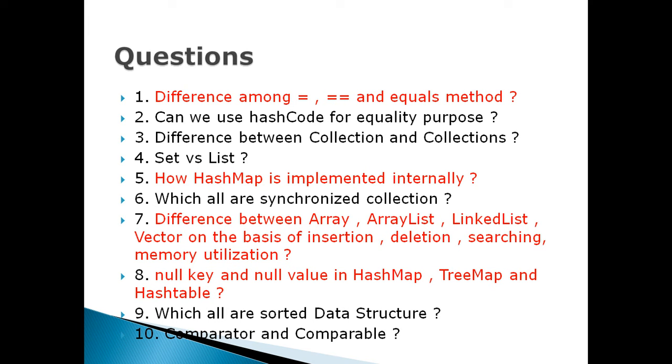So HashMap will support 1 null key. Okay, null value I can have n number of. There is no restriction. Okay, so I can have many null values.